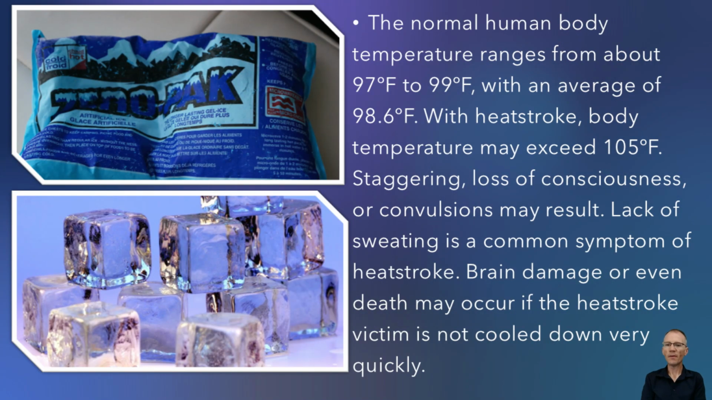The normal human body temperature ranges from about 97 to 99 degrees Fahrenheit, with an average of 98.6. With heat stroke, body temperature may exceed 105 degrees Fahrenheit. Staggering, loss of consciousness, or convulsions may result. Lack of sweating is a common symptom of heat stroke. Brain damage, or even death may occur if the heat stroke victim is not cooled down very quickly.